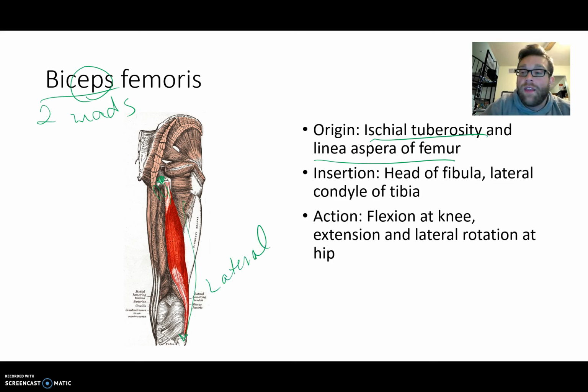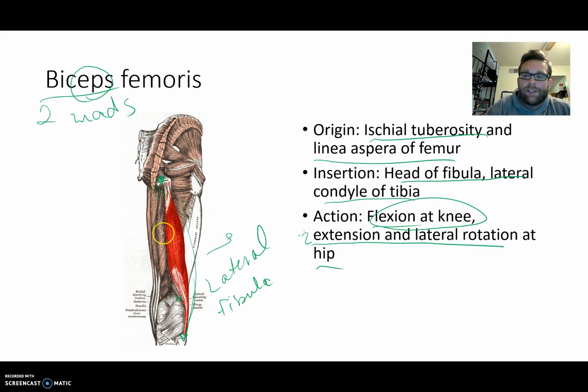This is a very large muscle, the biceps femoris. And you remember insertion, head of the fibula, and lateral condyle. So it's a pretty long muscle. It's going to go all the way down to the fibula. And then part of it is going to stop at the tibia as well. So that's the other head of it. So it has two actions, flexion at the knee and extension and lateral rotation of the hip. So it's going to help extend your hip outward, and it's going to allow flexion at the knee.